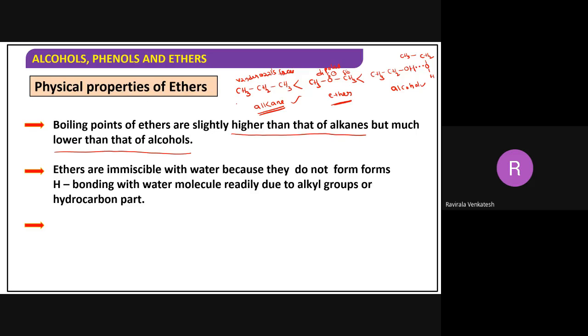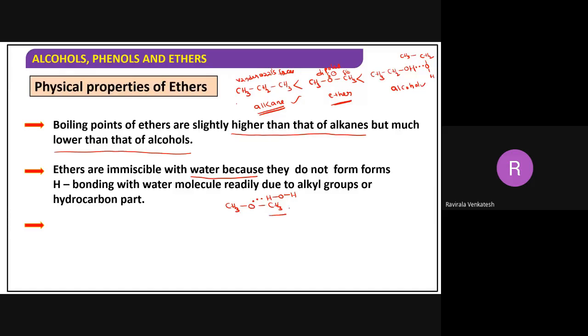Next, ethers are immiscible with water because they cannot form any hydrogen bond. Is it possible? Hydrogen bonding is not possible. Because of what? One more thing, you may get something like this, CH3OCH3. This can form some little bit of solubility. Slightly soluble with hydrogen bonding. Slightly, hydrogen bonding is possible like this with water.